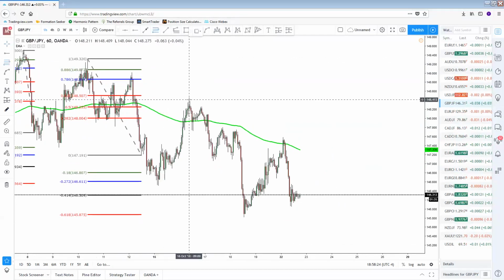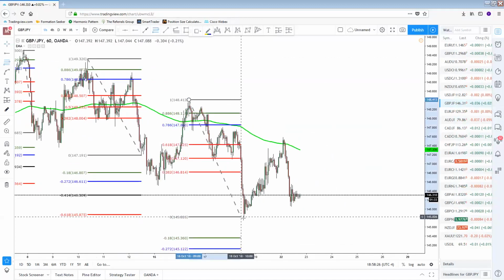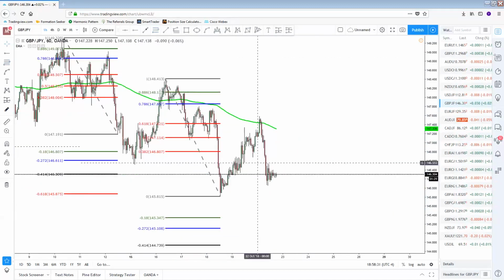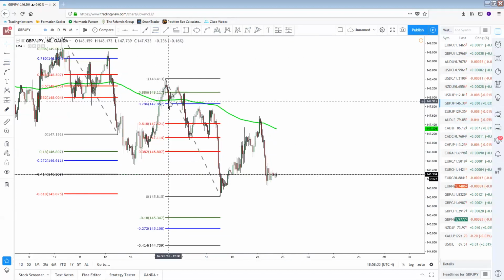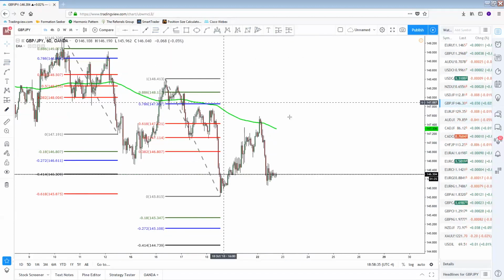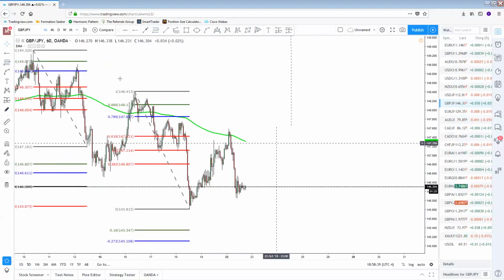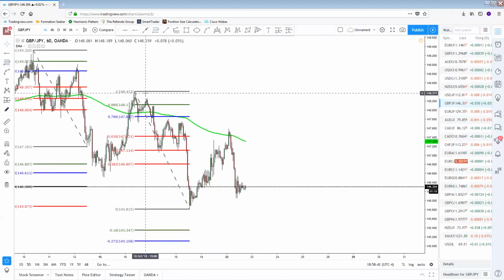So that is our most recent AB boundary. So there's several ways to trade this. You obviously know that you're only looking for sell opportunities here. So there's several ways to trade.